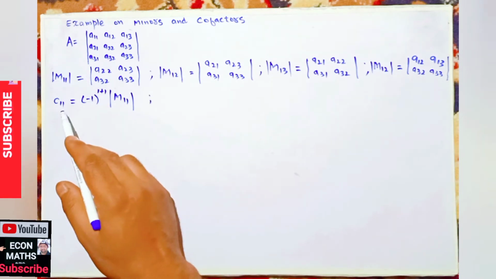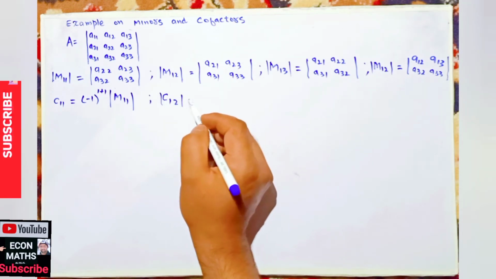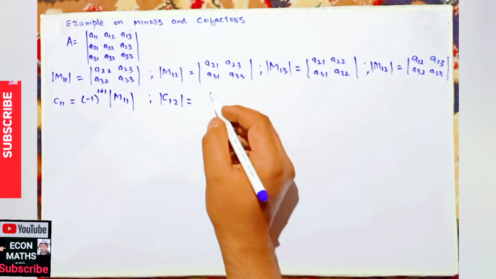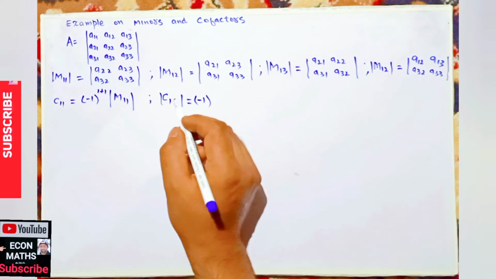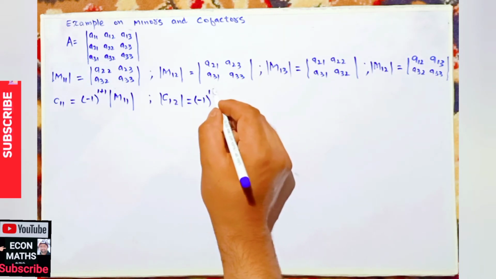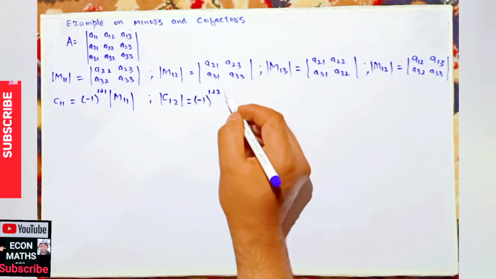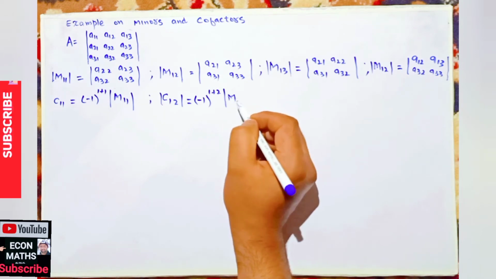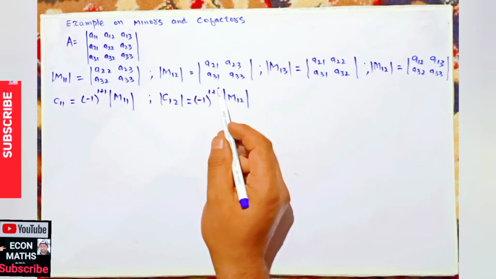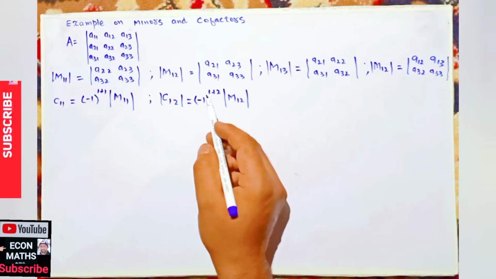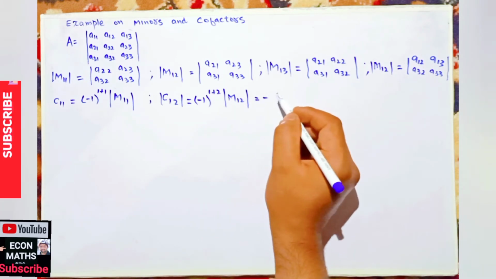Similarly, the second cofactor, this C12. The general formula is -1 raised to the power of the addition of the subscripts, that is 1 plus 2, and multiply it by the second minor. The second minor is M12. So -1 raised to the power 3 will be -1. So here the second cofactor will be negative, that is equal to minus times M12.